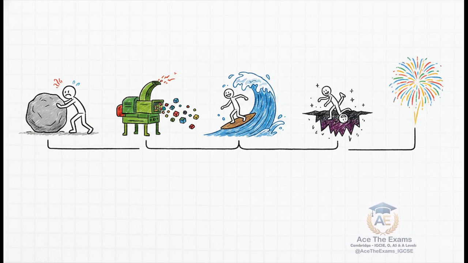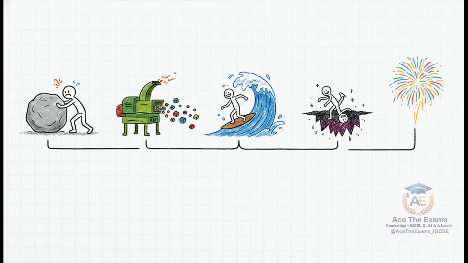The natural log of x, ln x, that's a wood chipper. You put x in, and it gets chopped into a fraction, 1 over x. Sine x is a surfer riding a wave up to the peak of cosine x. And cosine x is at the peak, but falls down a negative hole to negative sine x. And tangent x? Tangent x is a firework that bursts into secant squared sparks.